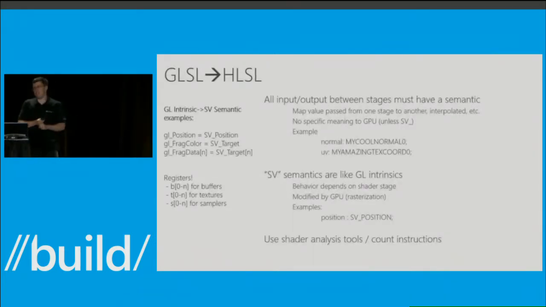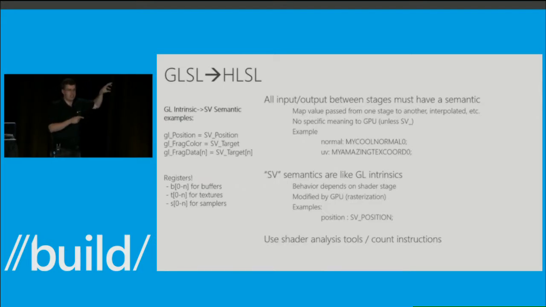GLSL to HLSL. This is probably the easiest part, but with one caveat I want to address at the end. The first thing I want to talk about, though: you all know what GL intrinsics are. They make life a lot easier if you're coming from 1.1, well, fixed function. Inside the shader, they're sort of like fixed function behaviors, ways of assisting you. GL position is probably one you care about tremendously. The corresponding HLSL equivalent is a system value semantic.